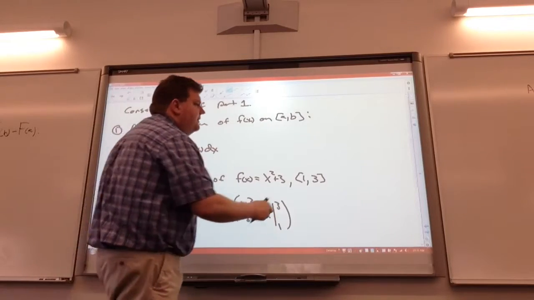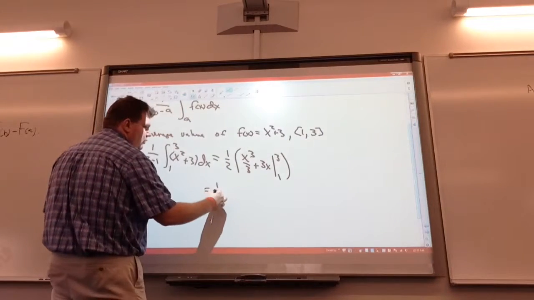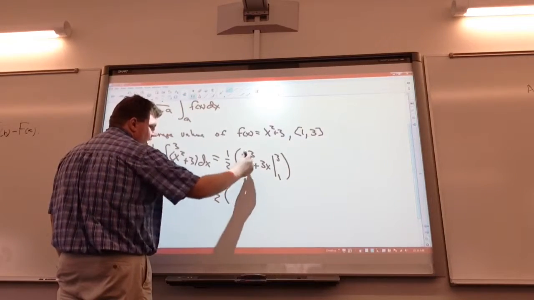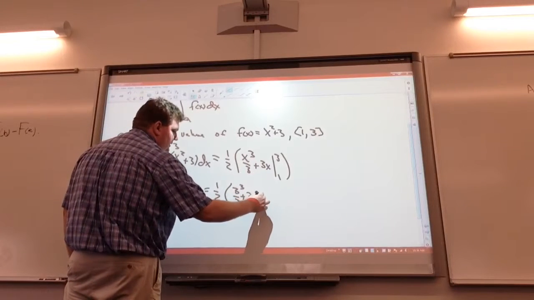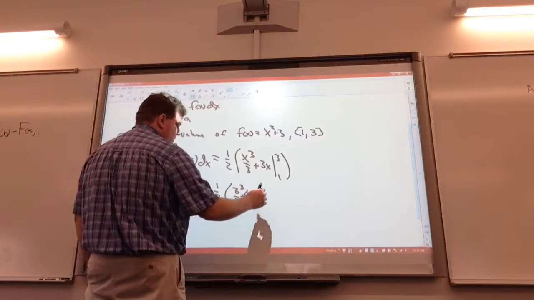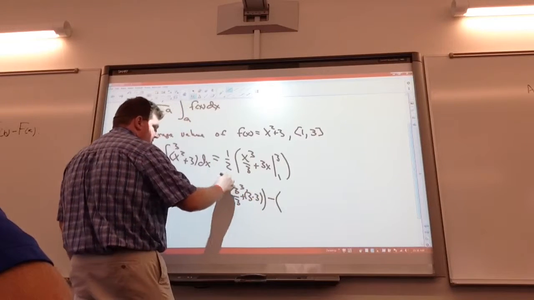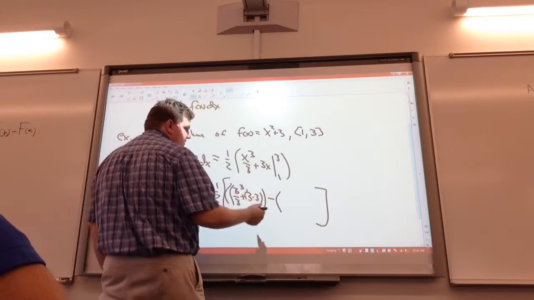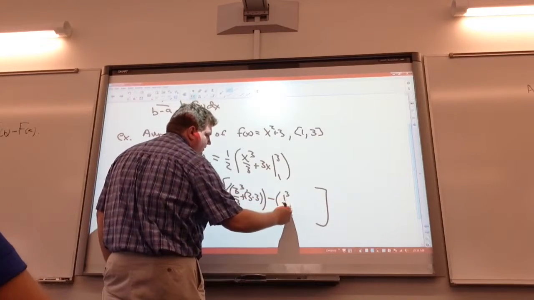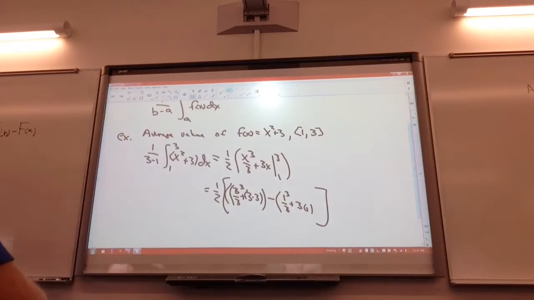Which is equal to 1/2 times 3 cubed over 3 plus 3 times 3, minus, you know what, I'm just going to make life easy for myself. Let's put brackets so that I know where the nesting is. 1 cubed over 3 plus 3 times 1. And you would work out what that is, and that's the average value.